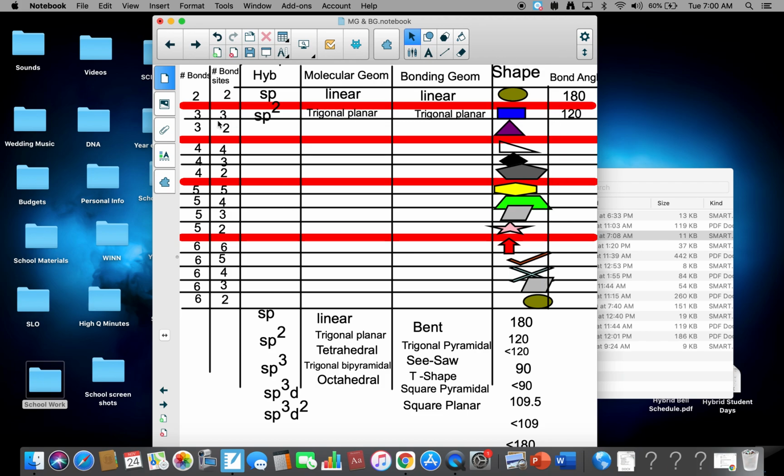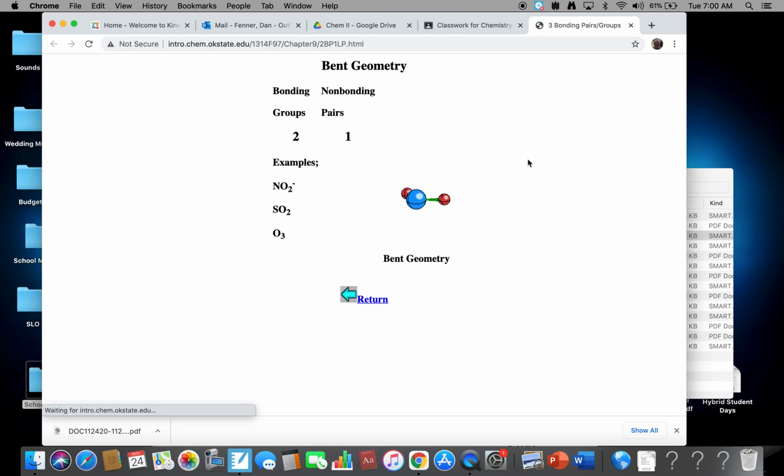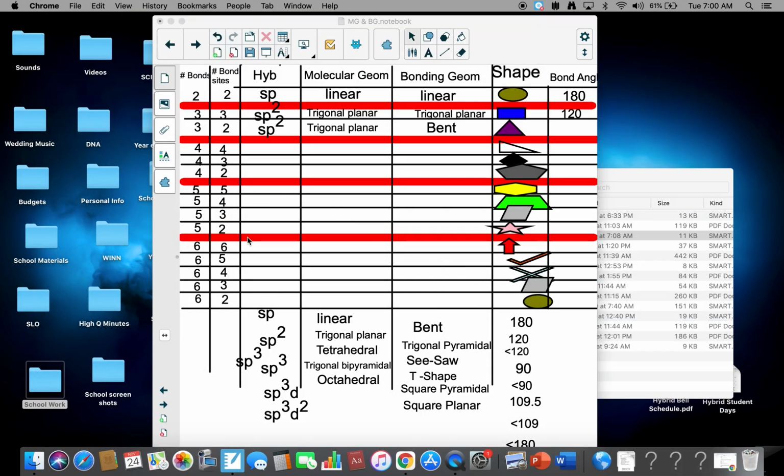Now, if I have 3 bond sites and 2 bonds, we still go off the number of bond sites for hybridization, so it's still sp2. Oops, grabbed the wrong one there, put that off the side for right now. And molecular geometry, based off the number of bond sites, is still trigonal planar. But now because one of those sites is unbonded, the bonding geometry becomes bent. Look at the shape there. It looks like that. Now, because that unbound electron pair takes up so much space, it's going to be less than 120 degrees between those.